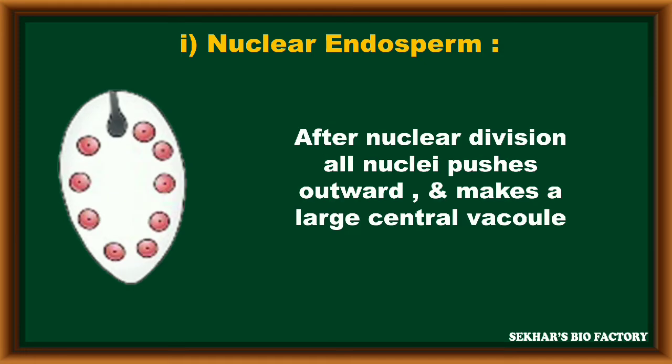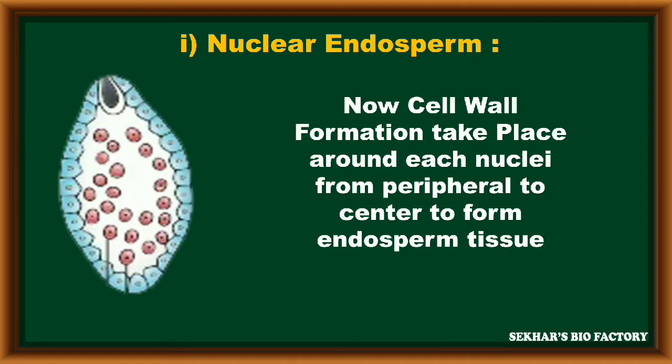After completion of this free nuclear division, all nuclei present in the central cell are pushed towards the peripheral side due to the formation of a large central vacuole. Now, cell wall formation takes place around the nuclei. It takes place from the periphery to the center. That means the nuclei present at the periphery synthesize cell wall around them. Then the cell wall formation takes place towards the center. Such type of endosperm development is called nuclear type.